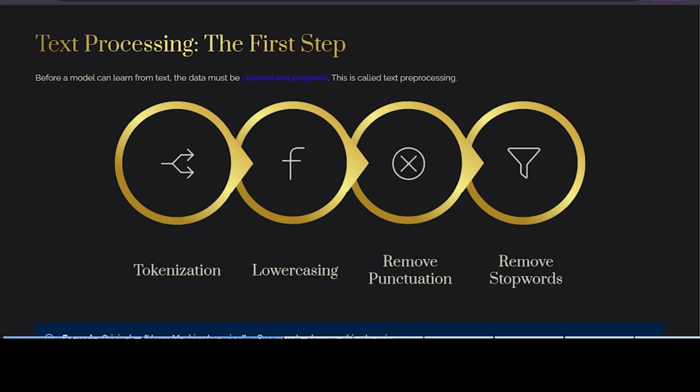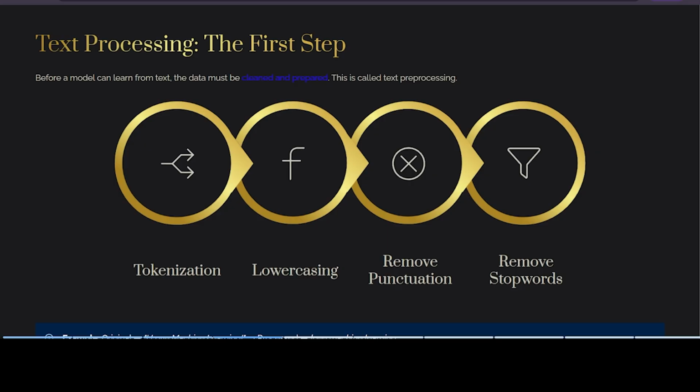Let's understand each process step by step. The first one is lowercase conversion. Lowercase conversion means that when you type in camel case, with some words in capital letters and some in small letters, it automatically converts all your letters into lowercase. This prevents the computer from treating them as different words. When the letters are in capitals, it would keep causing confusion, so it converts all the letters into lowercase. That is lowercasing.